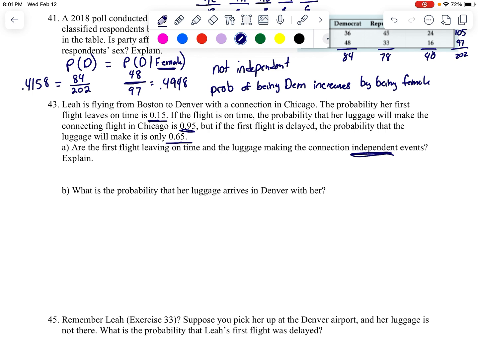So again, independent would mean my probability does not change. Whether my first flight was delayed or not, the likelihood of getting my luggage should not change if they are independent. And it just told me that they did change. So therefore, not independent. Luggage probability decreases when first flight is delayed.